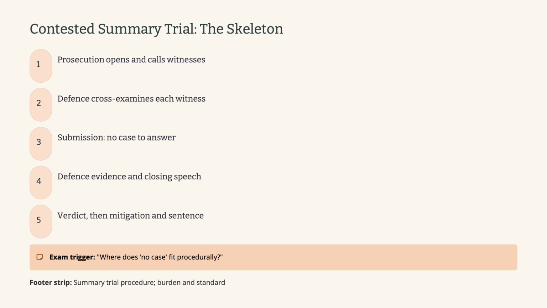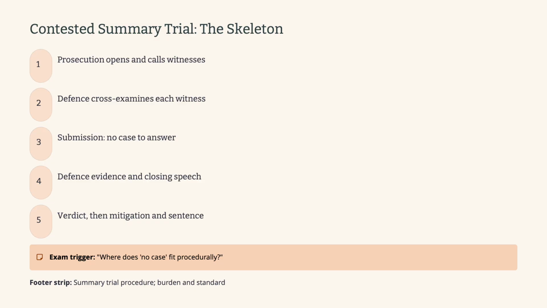The next thing is the contested summary trial. Let's talk about the skeleton. First, the prosecution opens their case. The prosecutor outlines what they intend to prove and introduces the evidence they will call. Second, prosecution witnesses give evidence. Each witness either reads their statement or gives evidence in chief, covering the matters in their witness statement. Third, the defense cross-examines each prosecution witness in turn.